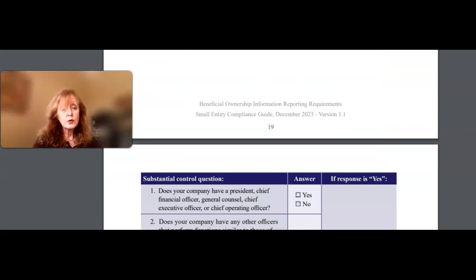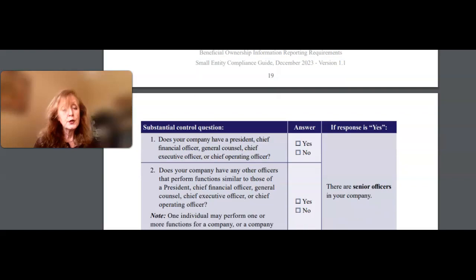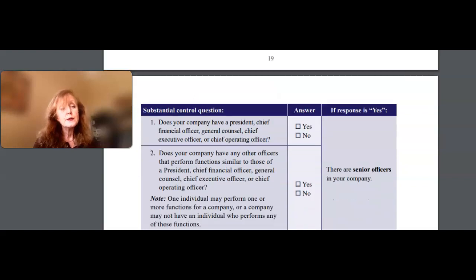When we look at the substantial control questions, and I love this guide because it does give you step-by-step check the box answers, right? And it does help you. So I suggest you go through it. But page 20 on the current guide goes through substantial control. Does your company have a president, chief financial officer, general counsel, chief executive officer, or operating officer? If you check yes, it's a senior officer, right?